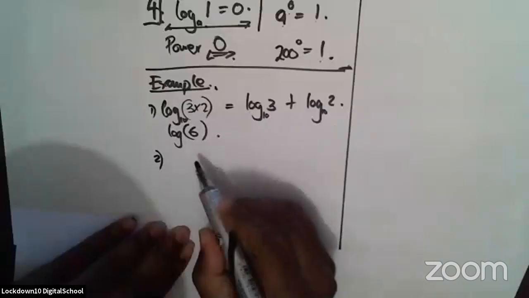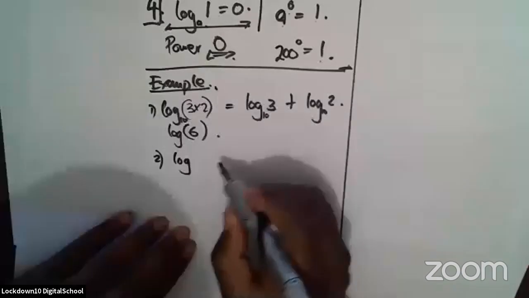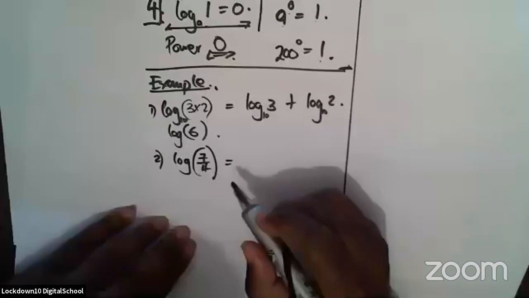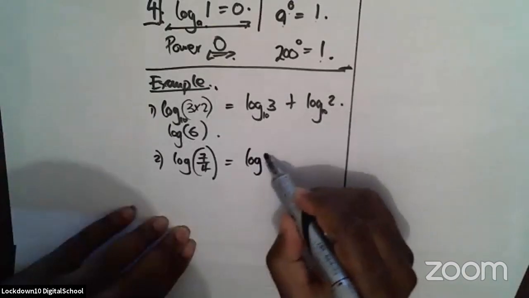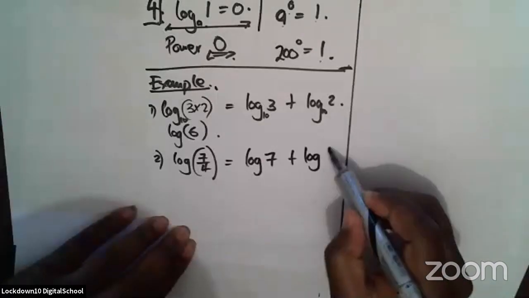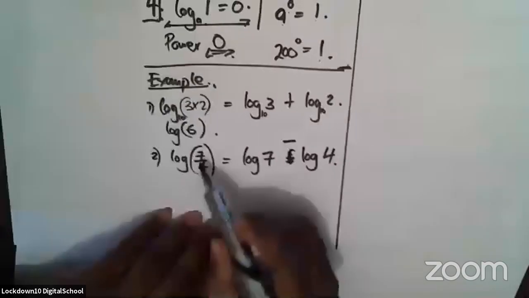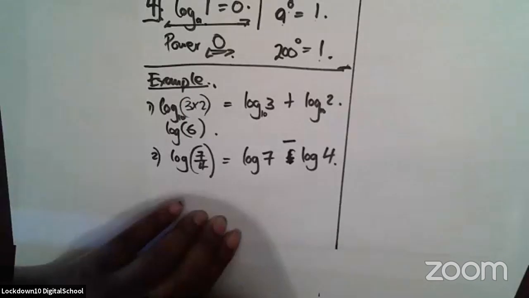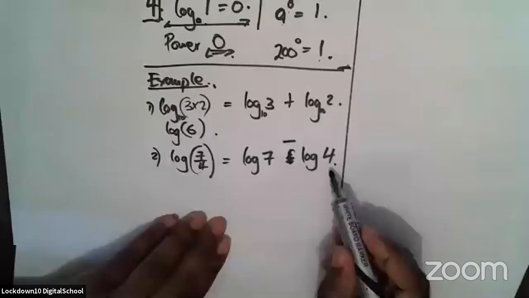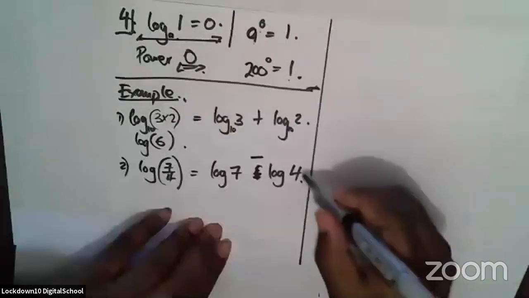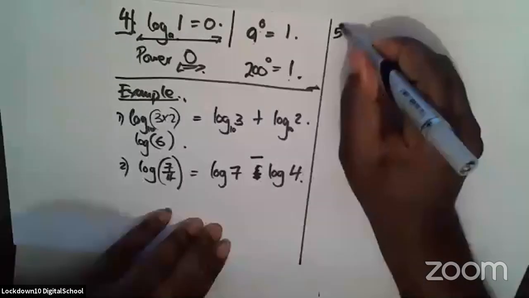Example number 2, if I have log 7 over 4, this is equal to log 7 plus log 4. Not plus, sorry, minus, because we said if it's a reciprocal, it's minus. From this one, we can also derive a fifth law. From this one, I can derive law number 5.